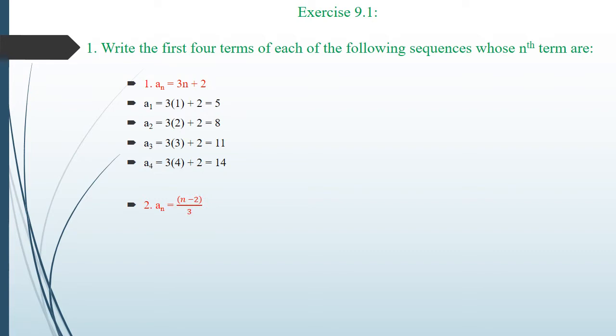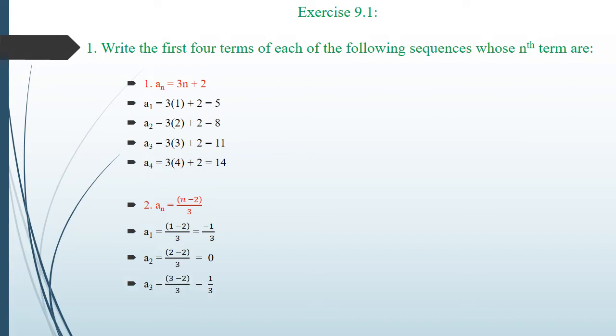Let us go ahead with the second problem, which says an is equal to n minus 2 whole divided by 3. So first term of this sequence is going to be a1 is equal to, I will replace n by 1. Therefore 1 minus 2 divided by 3, that is going to give me 1 minus 2 is going to be minus 1 divided by 3. Similarly, second term will be a2 is equal to 2 minus 2 divided by 3. Now 2 minus 2 is 0. 0 divided by any number is going to give me answer as 0. Therefore second term of this sequence is going to be 0.